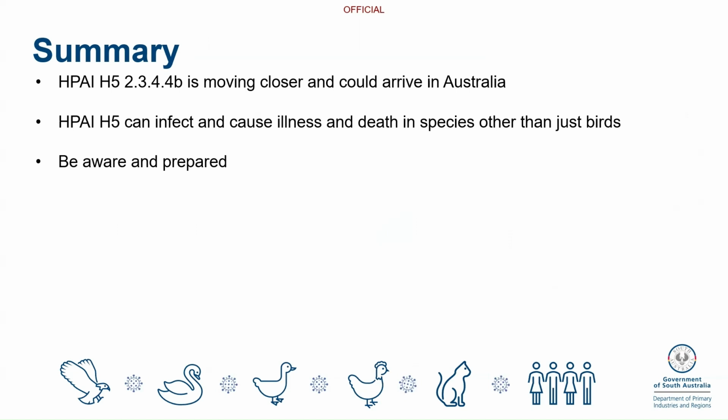In summary, we want you to be aware that there are global changes bringing the virus closer to our shores. For you as vets, we want you to be aware that this is not just a disease of birds. And while we should have some warning before mammals are affected, we would expect to see illnesses in our pet cats and wildlife that could be presented to you in your clinics, meaning you need to be aware and prepared for high pathogenicity avian influenza in Australia.